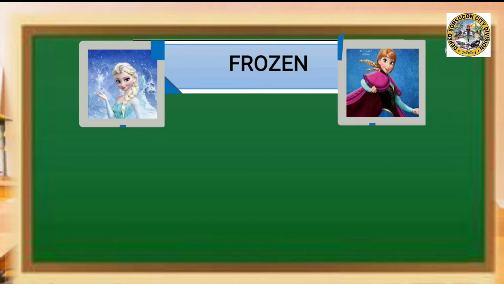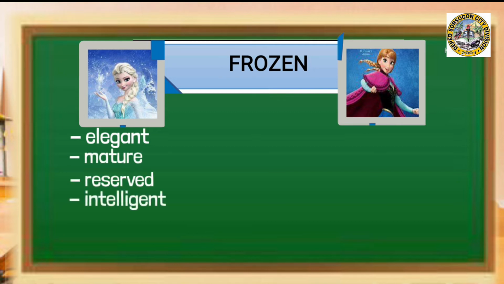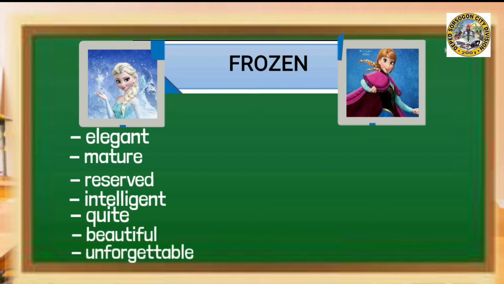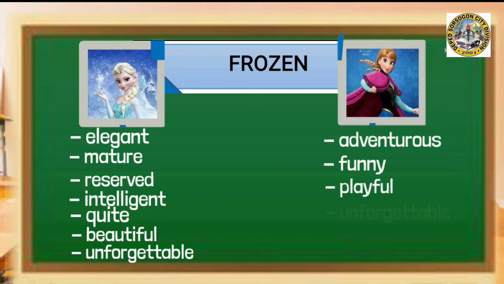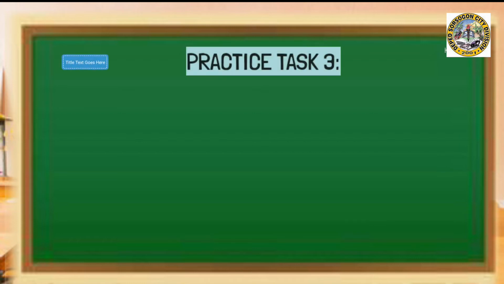Let's check your work. What can you say about Elsa? Alright, Elsa is elegant, matured, reserved, intelligent, quiet, beautiful, and unforgettable. How about Anna? Anna is adventurous, funny, playful, unforgettable, feisty. Were you able to do it? Very good. Now, moving on to task 3.